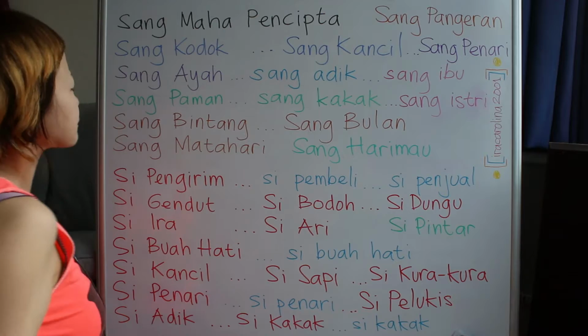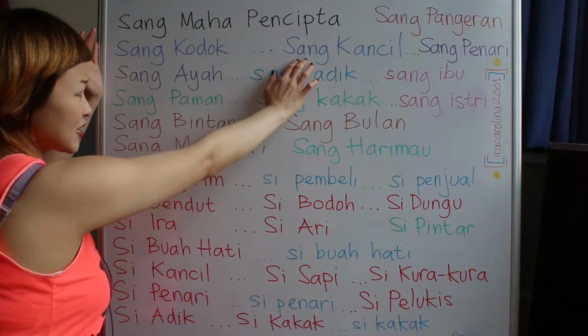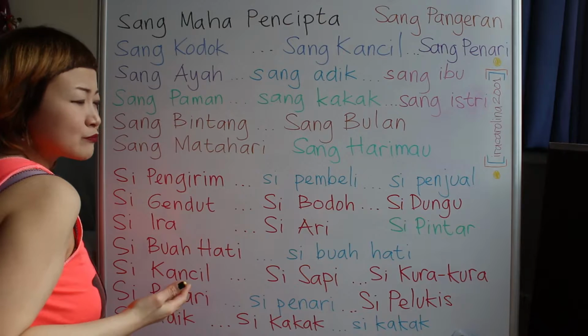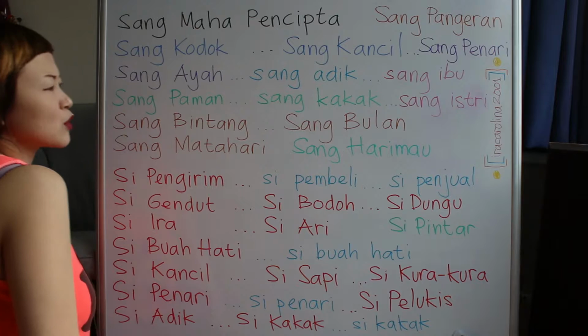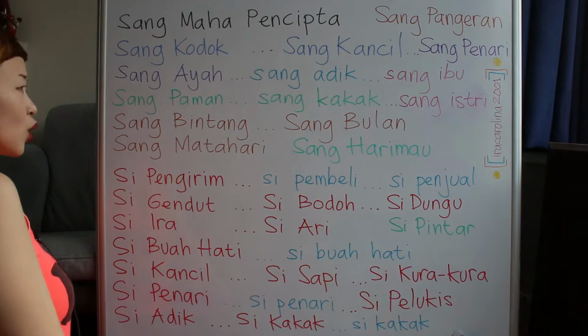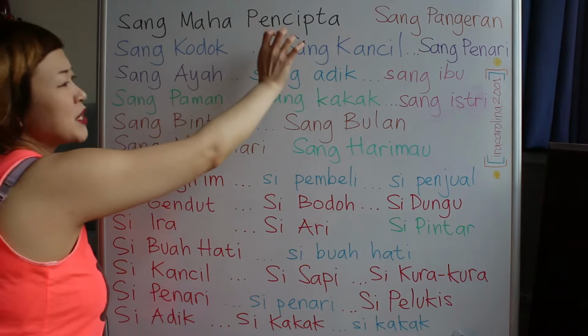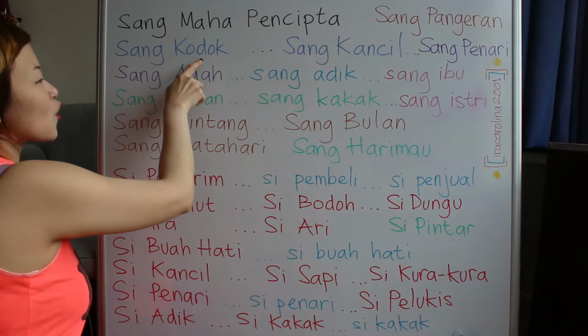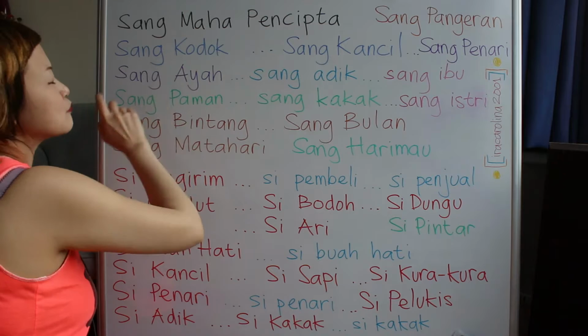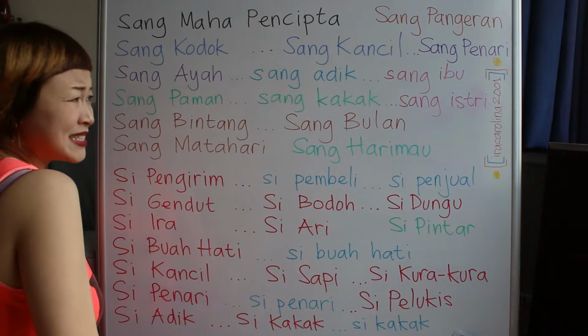And now, this animal in a fabel, the animal becomes the actor of that fabel or the story. That's why in this case also it's always a big letter in every initial, no matter where you put it, in the beginning, the middle, or the end of the sentence. Sang kodok, the frog. Kodok. Sang kancil, the mouse deer. That one later.